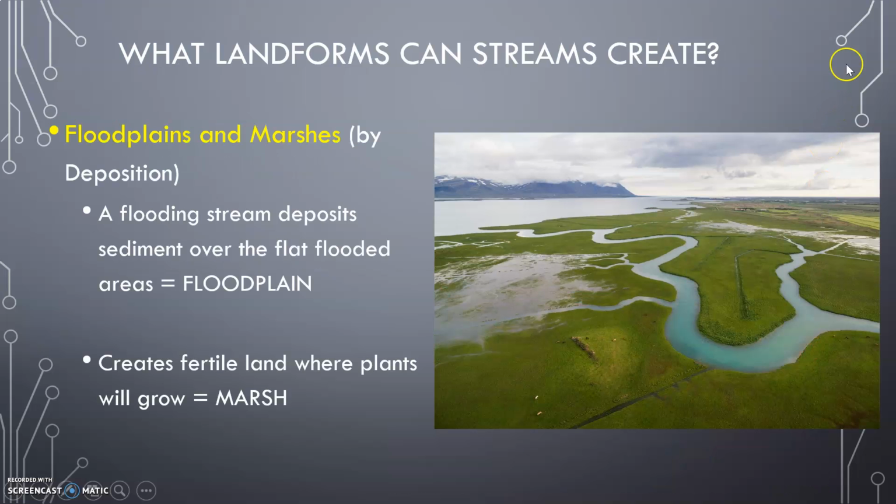It can also form floodplains and marshes. And this is by deposition. So this is going to be where the stream meanders down and then it comes out into that larger body of water. A flooding stream deposits sediment over that flat flooded area, which is known as the floodplain, meaning all of that area out here can become flooded with that water that's being released. This is going to create very fertile lands where plants will grow, and basically you end up with a marsh.